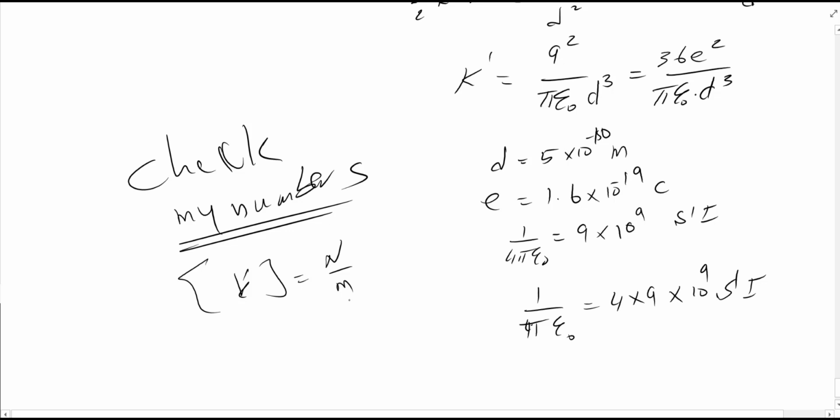Remember, we found 5900 for the previous k prime in another problem. So again, multiplied by 4 times 9 times 10 to the power 9, and the whole thing is divided by d cubed. Man, d cubed is huge. This is going to be a big number. Let's see here. d cubed. d is 5 times 10 to the power negative 10, the whole thing is cubed.